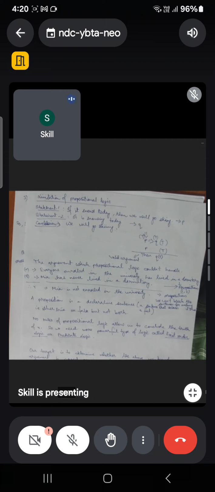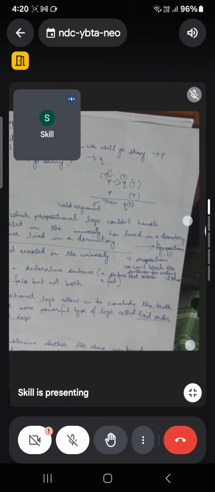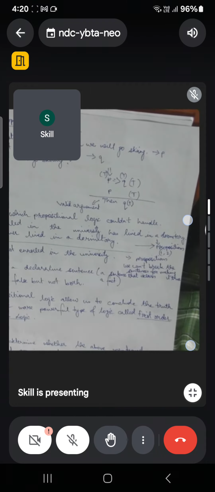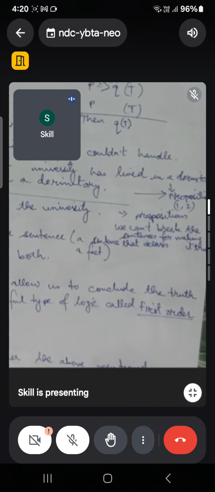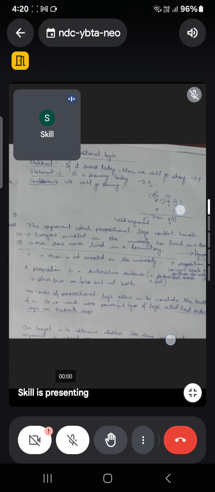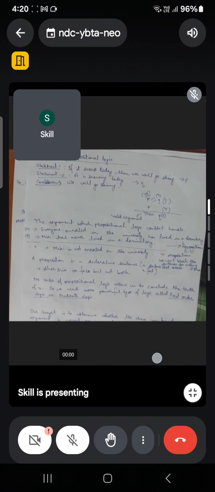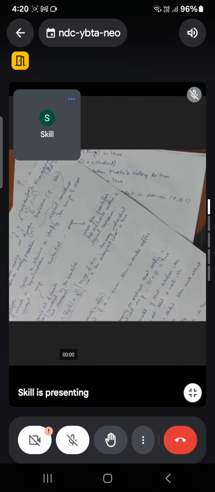This statement we cannot break. It is a declarative statement which is neither true nor false, or not both also. So no rules of propositional logic allow us to conclude the truth of R. So we need a more powerful type of logic called first order logic or predicate logic to explain this. Let's see how we can explain this.